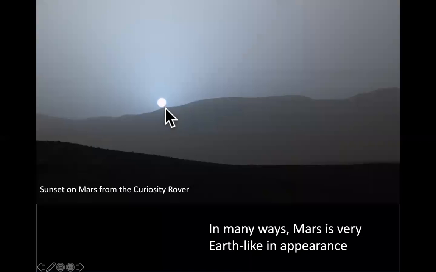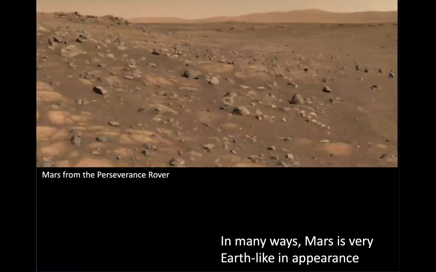Earth-like. This is a sunset from the Curiosity rover, and this could be a sunset on Earth for all you can tell. This is a landscape picture from the Perseverance rover, and this looks like various places in the American West. So this gives you an impression that Mars is quite Earth-like. Now, if you know your details, there are, of course, significant differences.